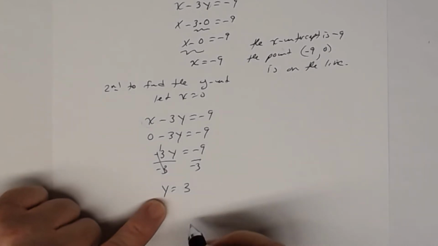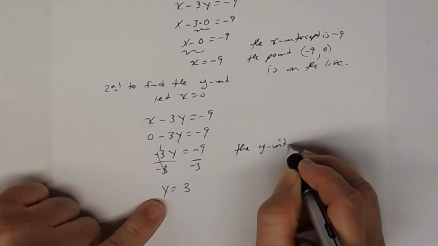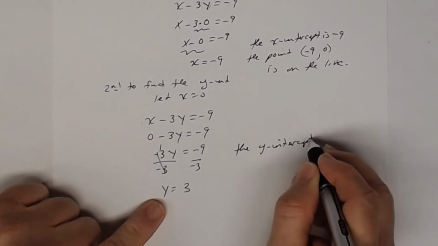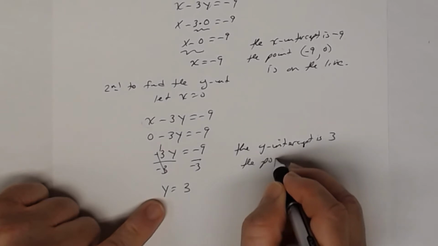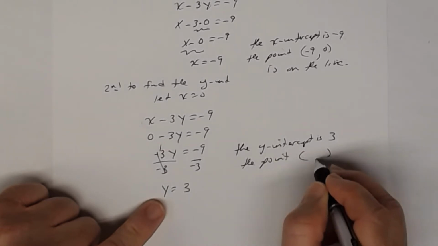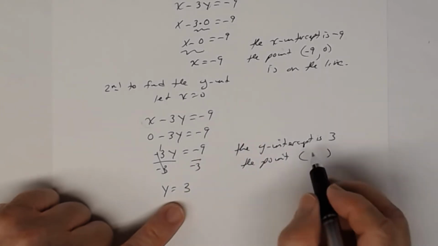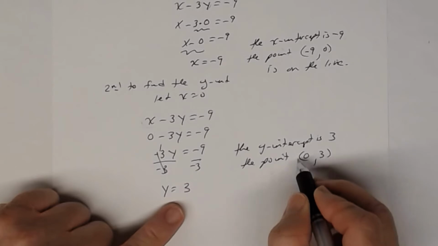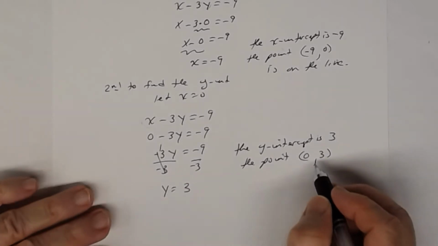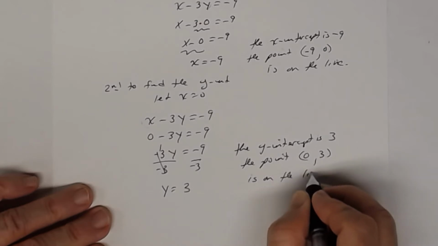So there's your y-intercept. The y-intercept is 3, which means that the point, if you're asked to write this as a point, remember this is your y, this is your x. So x is 0, y is 3. Make sure you put it in the right order. Ordered pair, x coordinate, y coordinate. So the point (0, 3) is on the line.